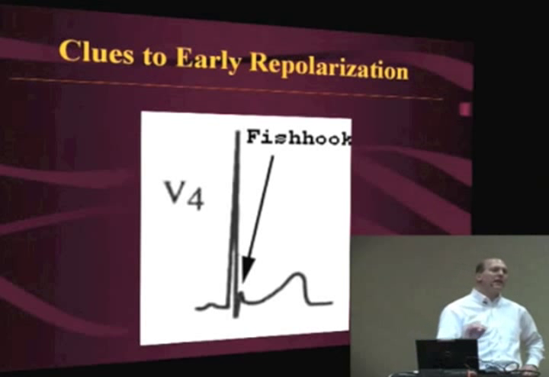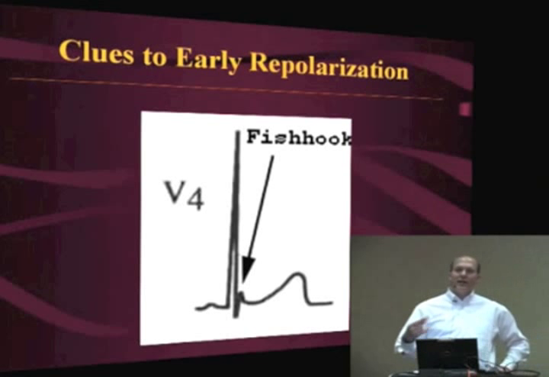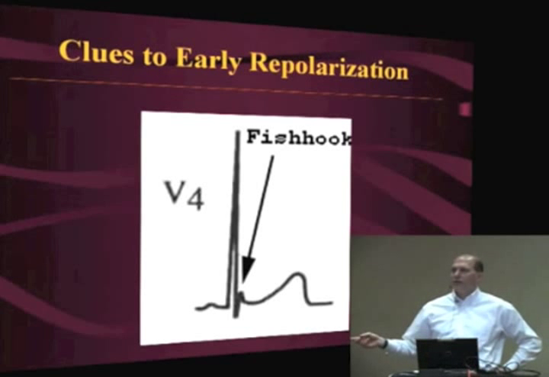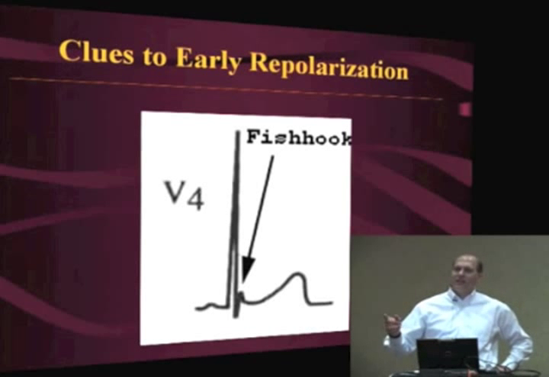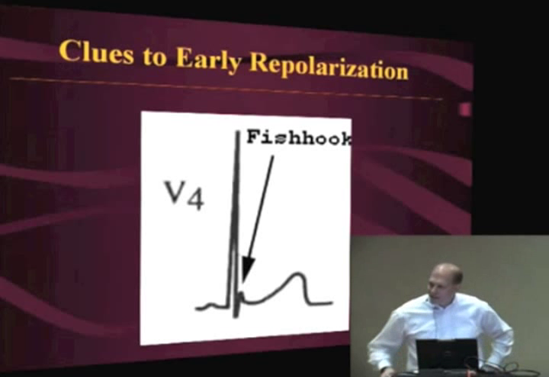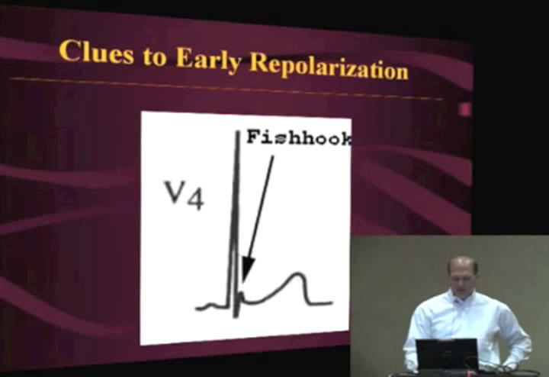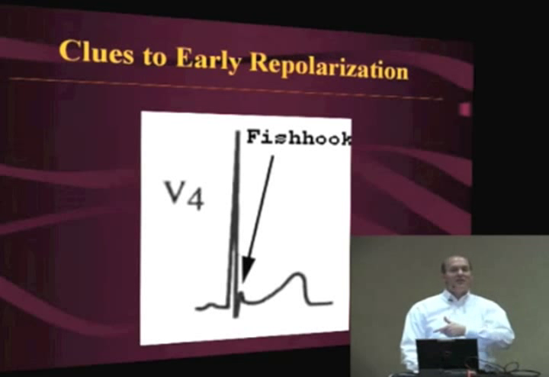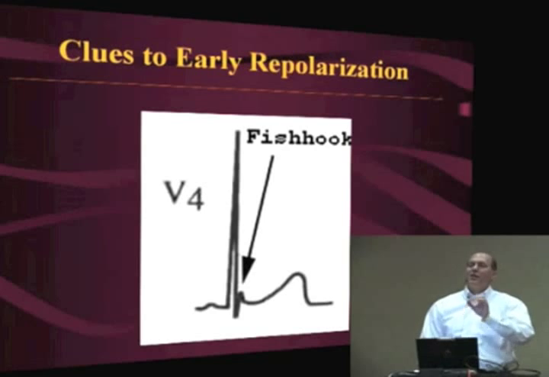There's only one thing that will give you this that's not benign early repole. Anyone? Hypothermia, exactly. So how do you tell the difference? Right, you check the temperature. Okay. So once you've checked the temperature, this is benign early repole. That is the best predictor that your anterior ST segment elevation is benign early repole. It's not 100%, but it's very good.